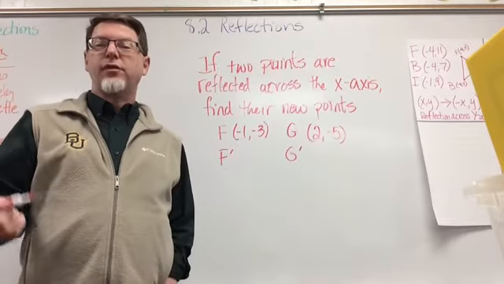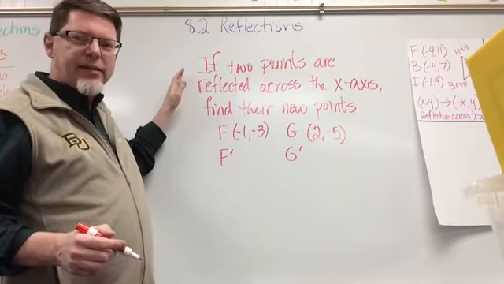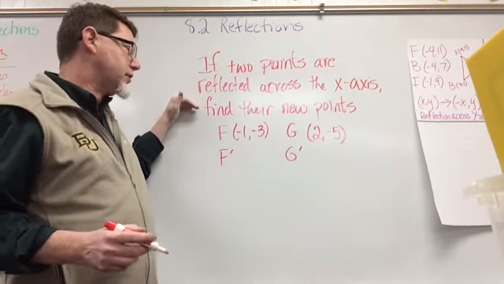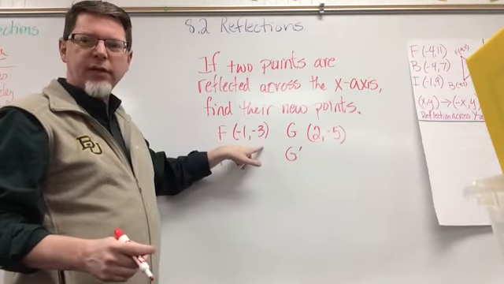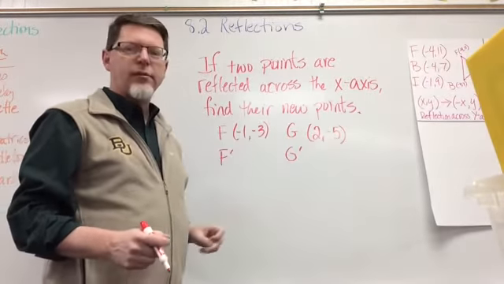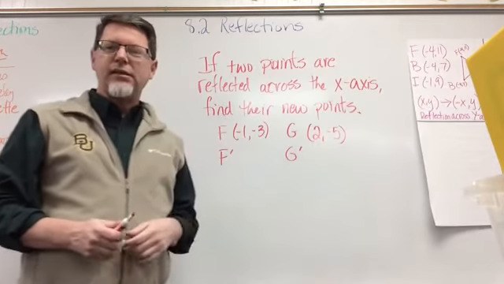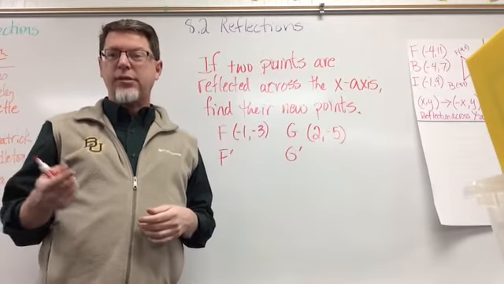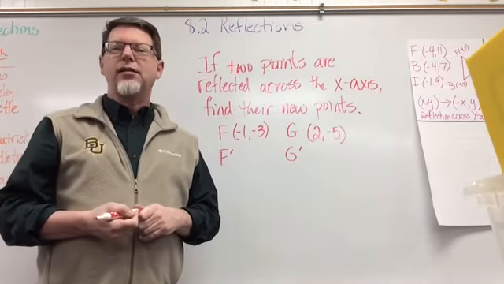Here's your practice problem for this video. If 2 points are reflected across the x-axis, find their new points. The first point is f, (-1, -3). What would f prime be? Second point is g, (2, -5). What would g prime be? Remember, we're reflecting across the x-axis. Remember what the algebraic representation is for that. And then tell me what the new points are. Take a picture and submit it through Edmodo.